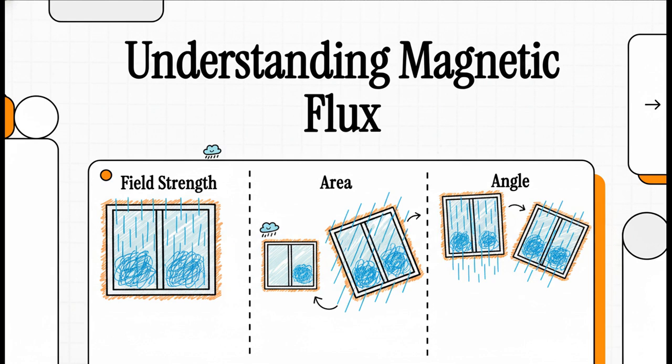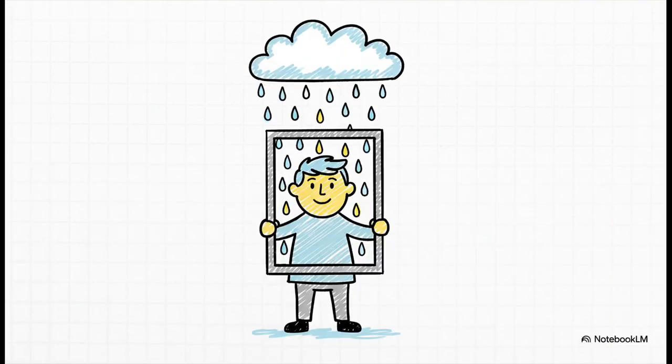And today, we're going to build the entire foundation for all of electromagnetic induction on that one simple idea. So let's really dive into this because it's a simple but incredibly powerful idea. This whole rain window analogy is going to make the pretty abstract concept of magnetic flux super easy to picture in your head. And trust me, it's the key to understanding everything that's coming up next.